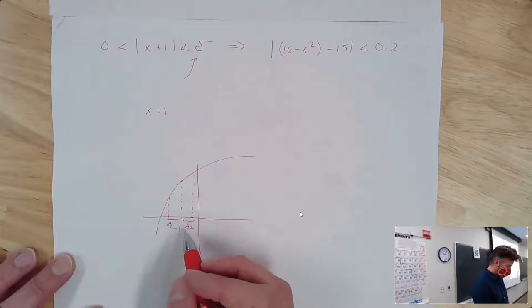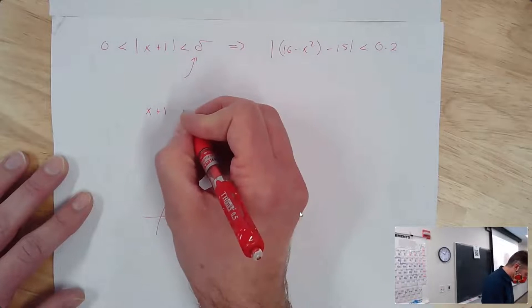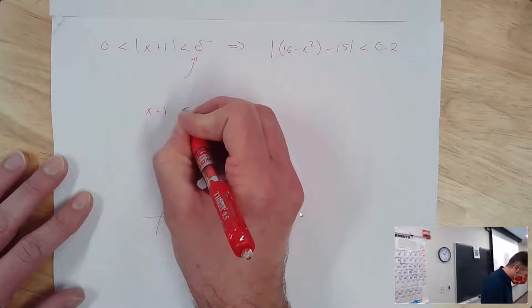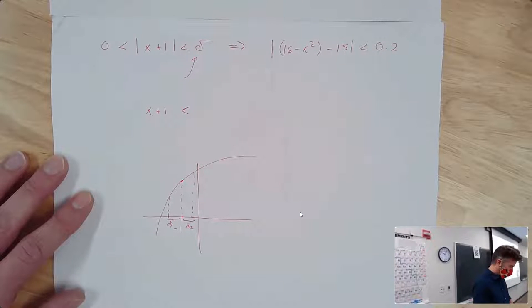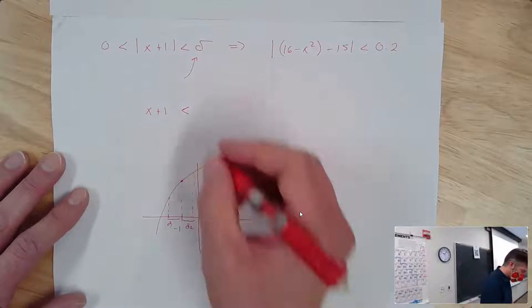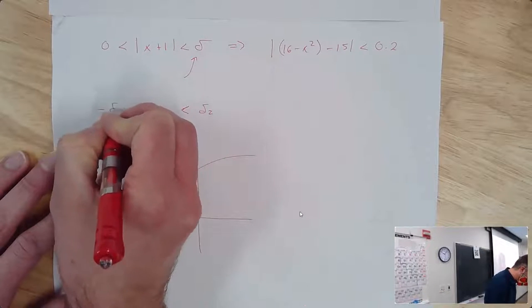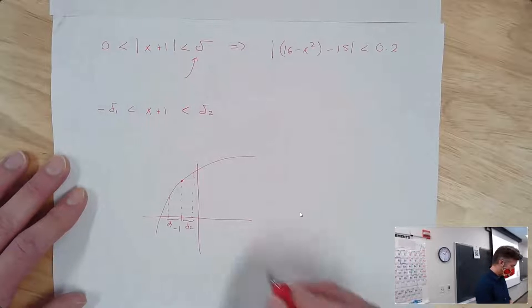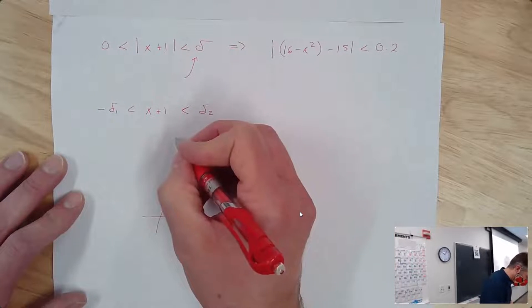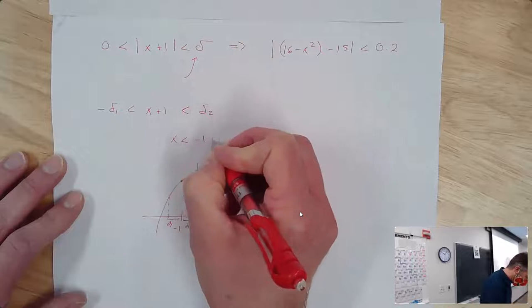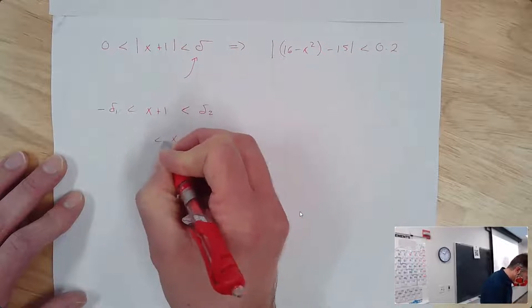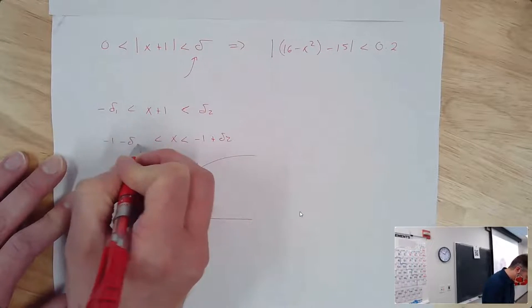So we're trying to figure out this sort of deal. We know that x plus 1 needs to be less than positive delta 2, bigger than, I like writing it as negative delta 1. And then I would subtract 1 from both sides and say that x is less than negative 1 plus delta 2, bigger than negative 1 minus delta 1.